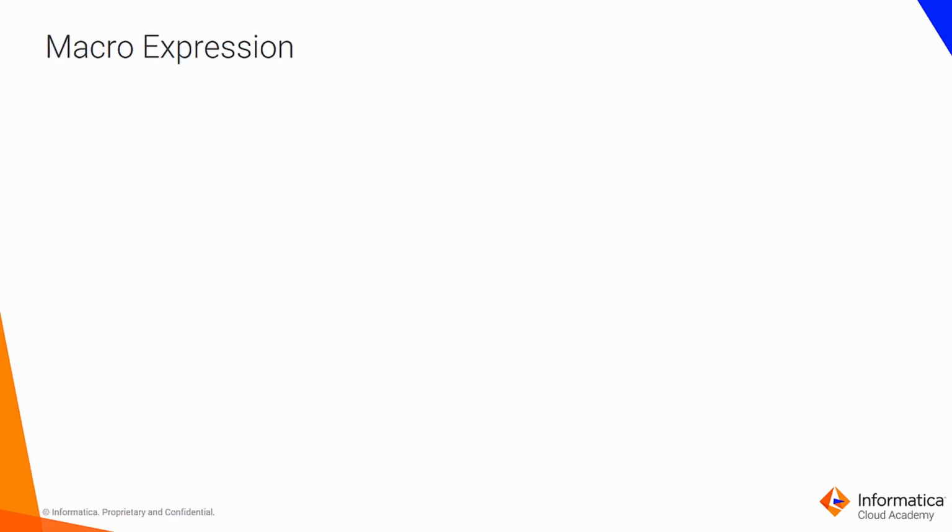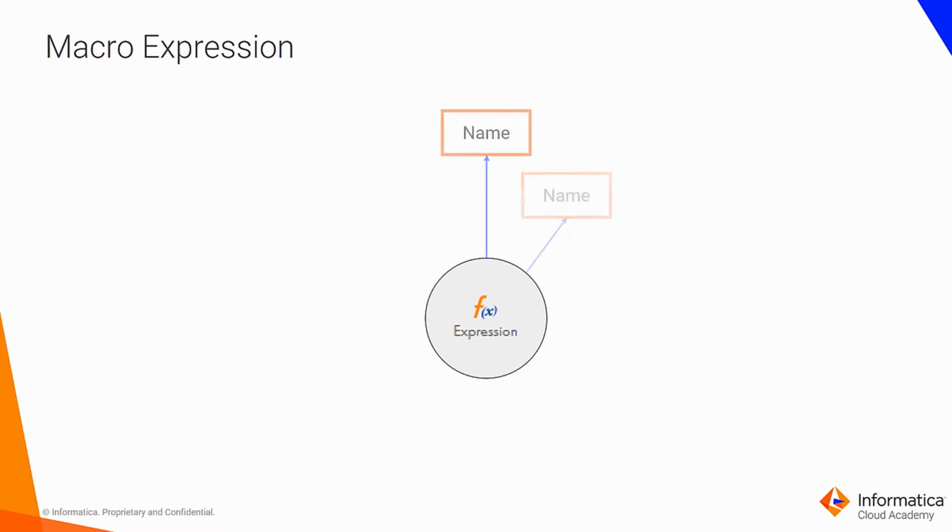Now let us discuss how to use expression macros in the Cloud Mapping Designer. When there is a need to use an expression or transformation in a loop or a number of times, it becomes difficult to map the same transformation again and again. For this purpose, macro expressions are used. Macro expressions are the reusable mappings that can be used to perform a number of iterations.